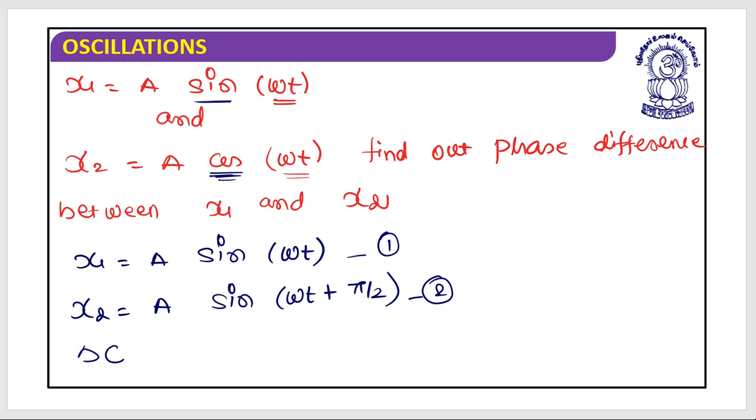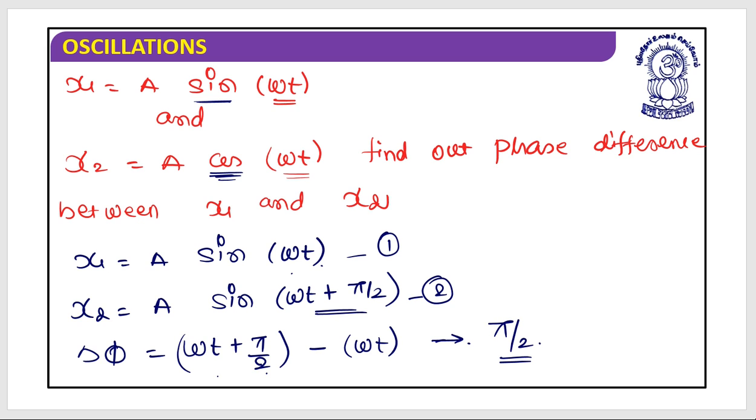Now I can easily find the phase difference. It is the angle of this, which is omega t plus pi by 2, minus the angle of this, which is omega t. So this is omega t plus pi by 2 minus omega t, and the phase difference is equal to pi by 2. I hope this is clear. Is it clear?